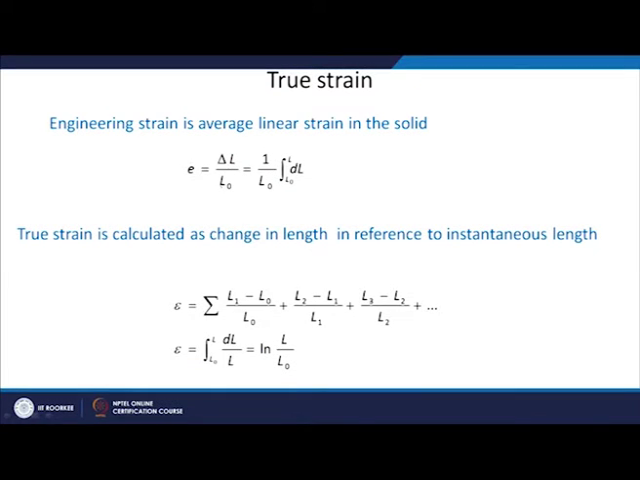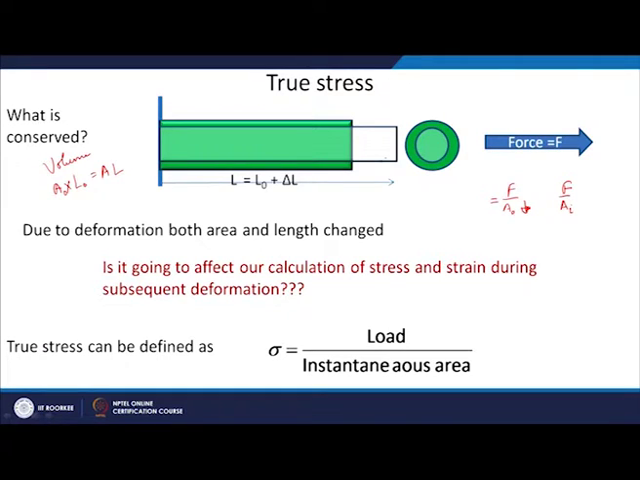Similarly, true strain, because length is going to change. Engineering strain we defined as delta L by L naught, which was written in integration form like this. The true strain is calculated as the change in length in reference to the instantaneous length. Whatever we discussed in case of stress will be true in case of strain also. For example, for the first case right now the change in length is delta L divided by L naught, that is going to be my engineering strain.